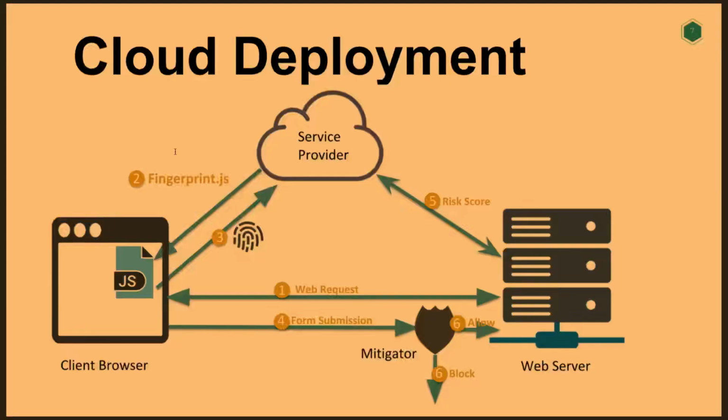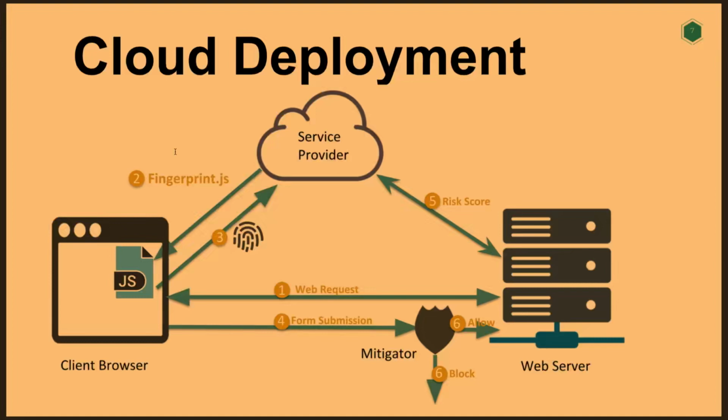So let's start with the first, most common architectural deployment. This is the usual cloud-based deployment. So in this slide, in this case, you have your web server on the right-hand side. The web server is basically serving all the content. And then you have the client browser on the left-hand side, which is basically requesting this content. And then you have some sort of magical service provider in the cloud. So this is your typical fraud or bot detection solution.